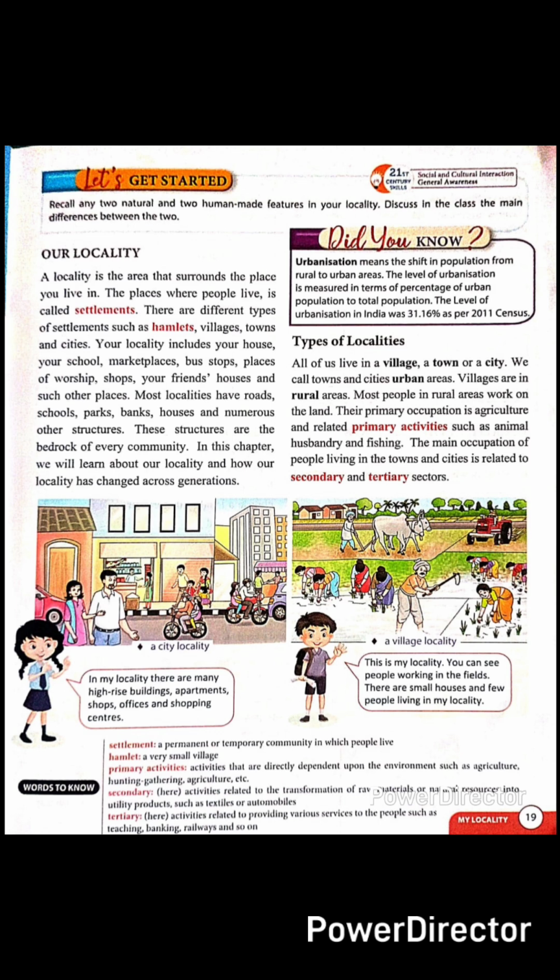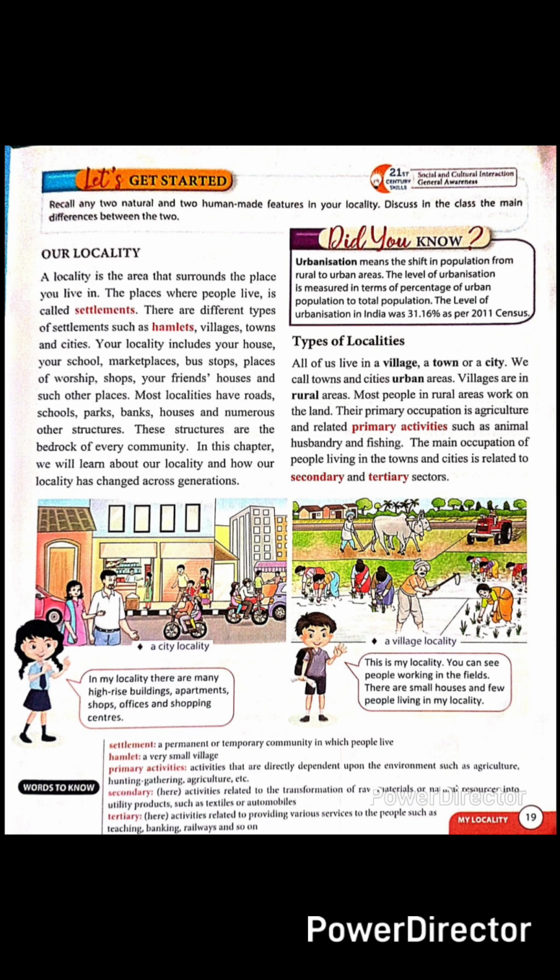Most people in rural areas work on the land. Their primary occupation is agriculture and related primary activities such as animal husbandry and fishing. The main occupation of people living in towns and cities is related to secondary and tertiary sectors. The main occupation of people living in rural areas is related to primary activities. Primary activities involve extracting raw material from nature such as agriculture, fishing, mining, forestry, and animal husbandry.